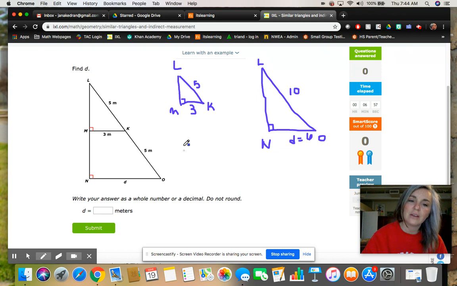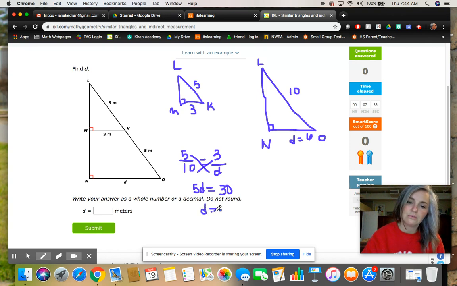If you don't want to do that, you can set your proportion up. 5 is to 10, so hypotenuse is to hypotenuse as leg is to leg, right? And then we cross multiply and we say 5D is equal to 30. And then we can divide by 5, and we're going to get D is equal to, it looks like a Z, 6, but you get the idea, yeah?